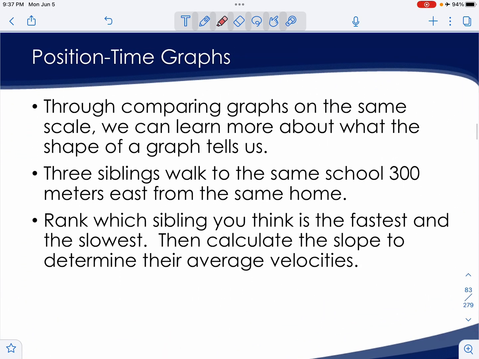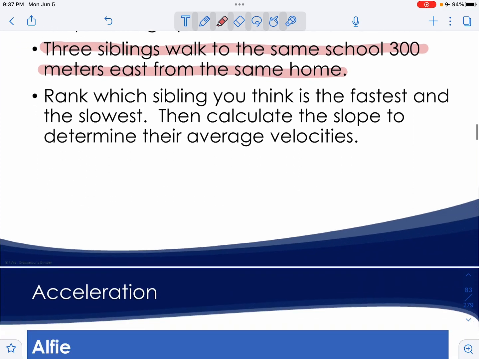Okay, through comparing graphs on the same scale, we can learn more about what the shape of a graph tells us. So here's a scenario. You have 3 siblings, and they walk to the same school 300 meters east from the same home, but they don't walk together. They walk separately. And so rank which sibling you think is the fastest and slowest based off of the following graphs that we're going to show. Then calculate the slope to determine the average velocities.